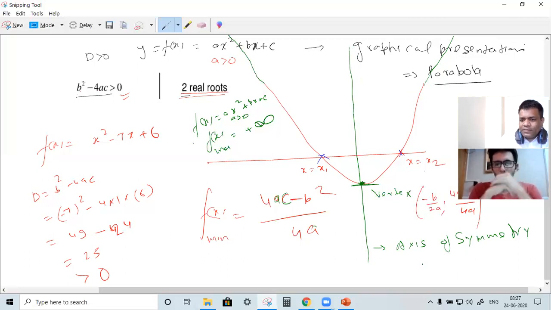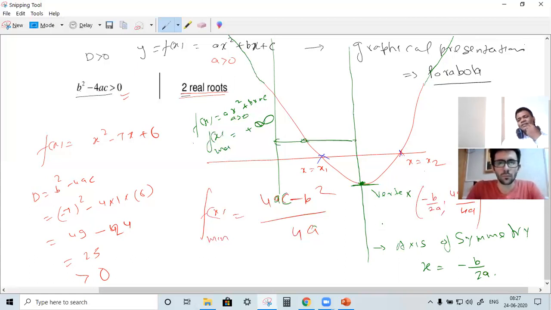The equation of the axis of symmetry is x is equal to minus b by 2a, this coordinate. This distance from here to here is the axis of symmetry. This is minus b by 2a. Frederick, is this clear? I'm talking at a little advanced level.